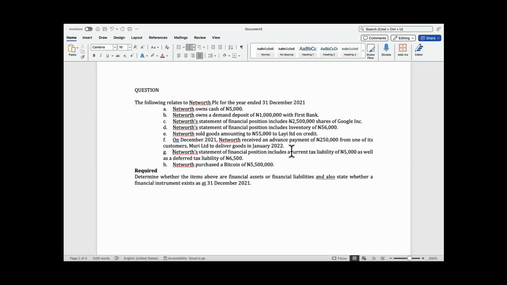For that reason, net worth does not have a financial liability. Current tax liability is not a financial liability. Deferred tax liability is not a financial liability. So current tax is current tax according to IAS 12. Deferred tax liability is deferred tax liability according to IAS 12. They are not financial liabilities, because I don't have a contract with the government.